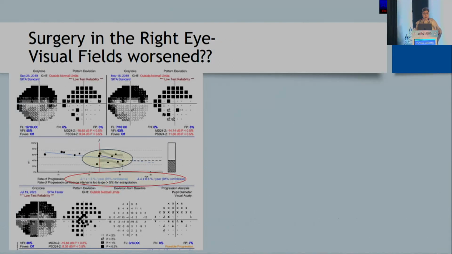Well, surgery in the right eye, I don't think it's too visible. The visual fields had worsened. Now you're wondering what has happened. Why have the visual fields in the right eye worsened? So you can see that the rate of progression was -2, and when you did surgery and after that, the rate of progression is -4.